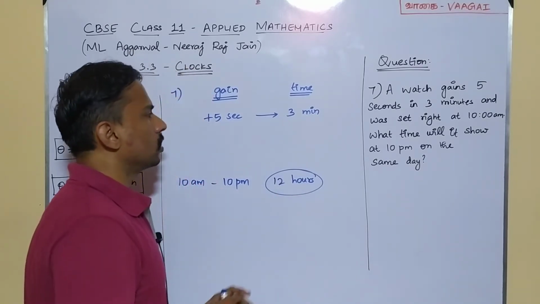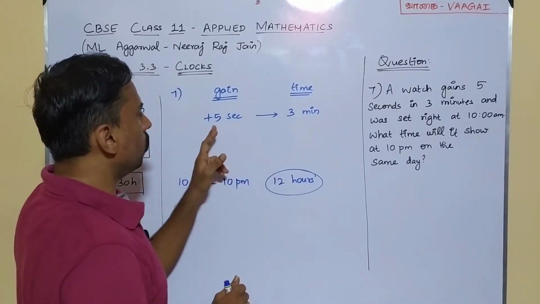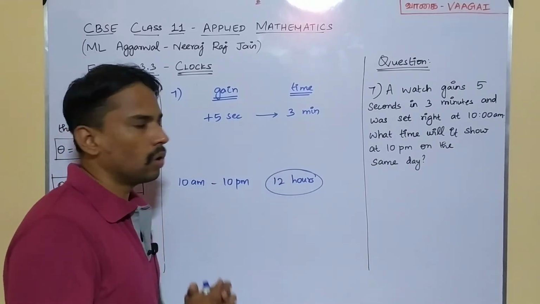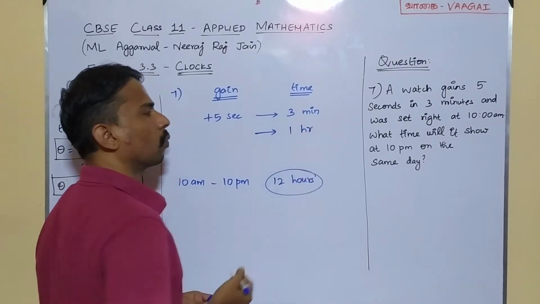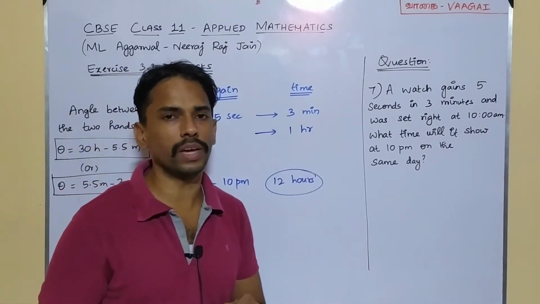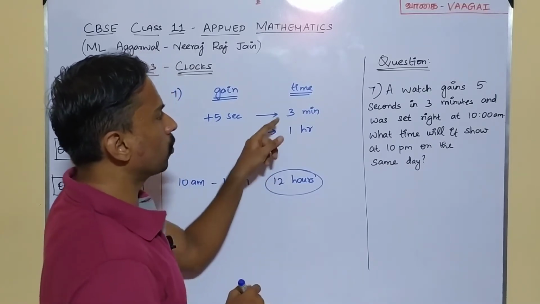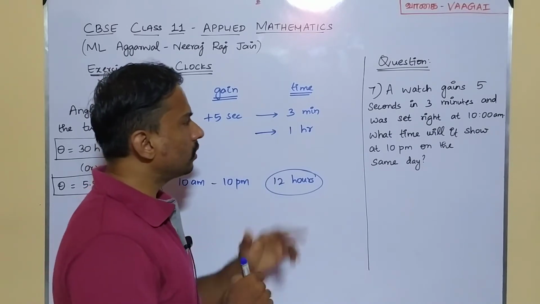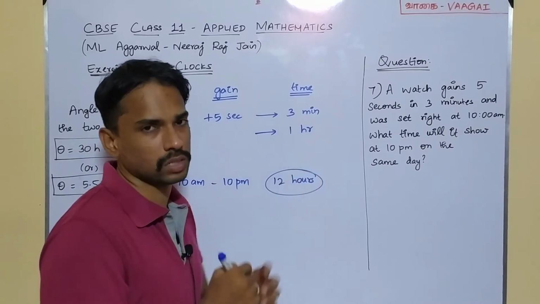It is not going to be that complicated. We'll try to do it here. We know that it gains 5 seconds in 3 minutes, right? So let me first calculate how much time it would gain in 1 hour. For that I'm going to compare 3 minutes and 1 hour. How can you relate them? 1 hour is equal to 60 minutes, right?